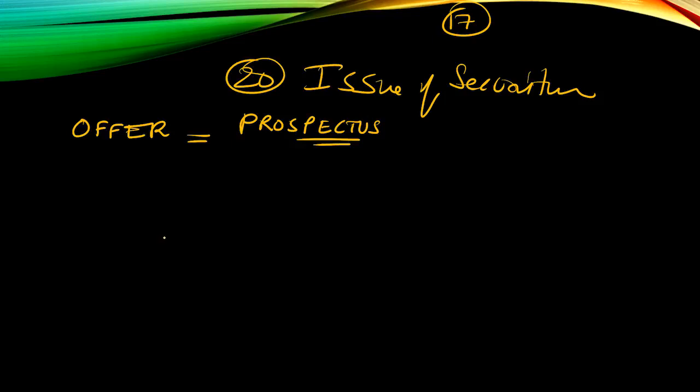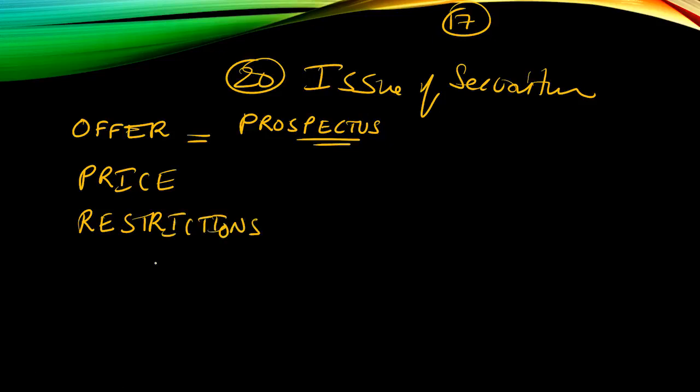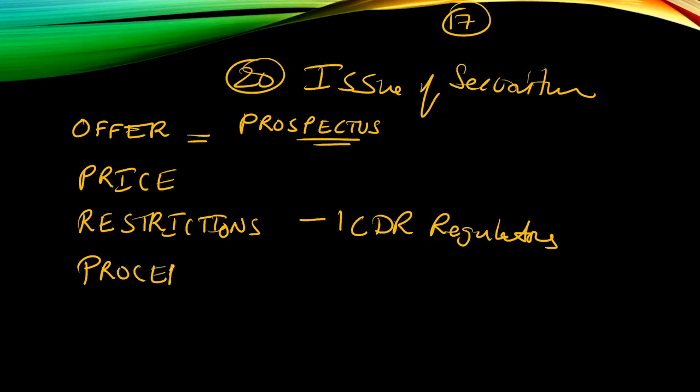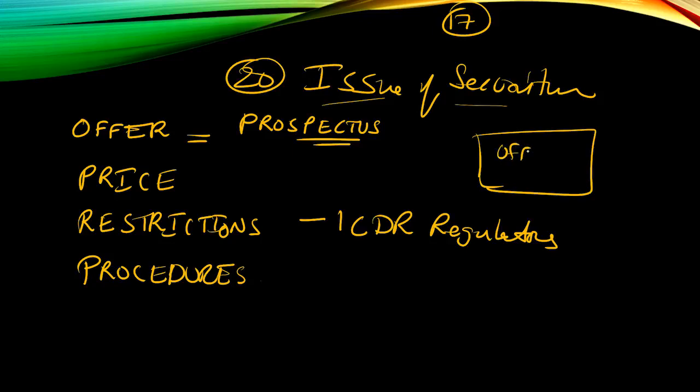So this whole chapter is about how you should make the offer, what should be the price of the offer, then what are the restrictions relating to what you can make in the offer and what you cannot make, and what are the rules as per the ICDR regulations. So SEBI ICDR regulations will come into picture here. Then we also study the procedure. What is the procedure for the issue of securities? That is, how do we make the offer? What we should understand in this entire issue of securities is that we are only making the offer. There is no acceptance here.